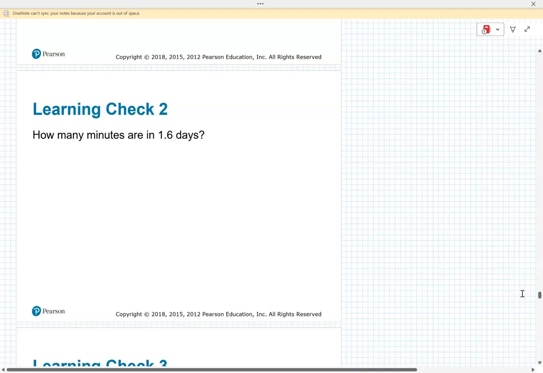Minutes in days. Again, what is your starting unit? Start. Right? The starting unit is the unit you know the amount of, the quantity of.